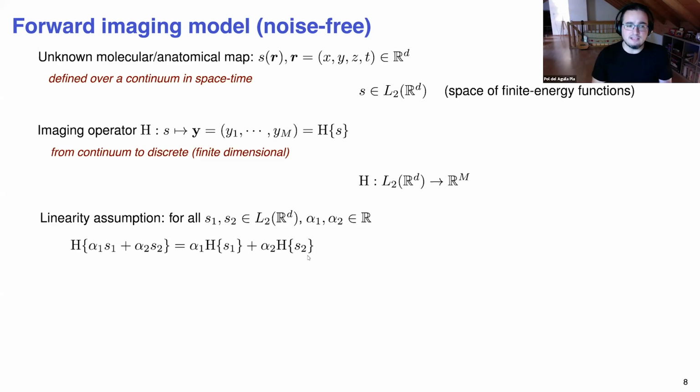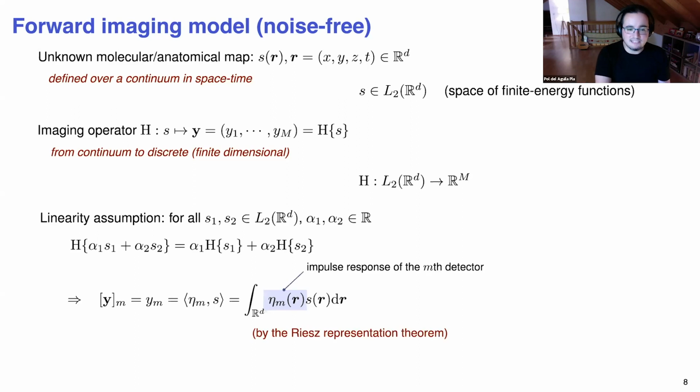Then, because we assume that this imaging operator is linear, so if you see one thing and the other apart, you will just get the sum of the two images when you see them together, we can rely on very heavy structural functional analysis to tell us that each of the dimensions of the measurement will be completely characterized by something we call the analysis function, a_m(r), which basically tells us each of the dimensions of the measurement is going to be composed of an inner product between this analysis function and the unknown molecular or anatomical map that we want to find.